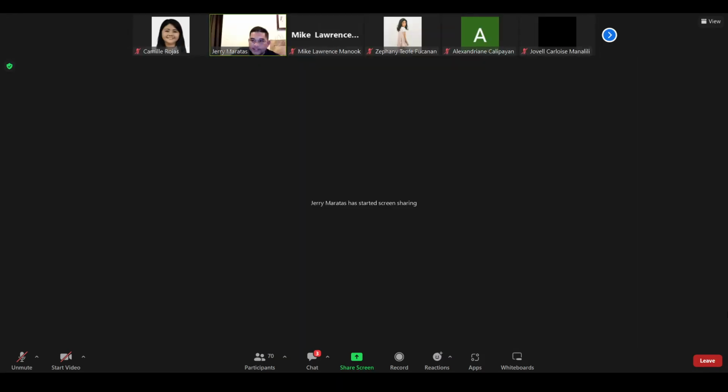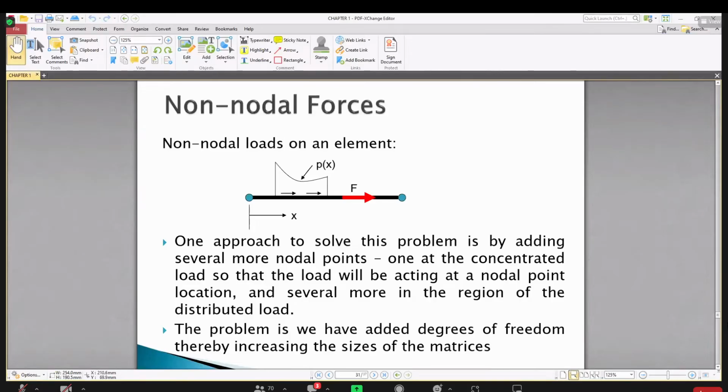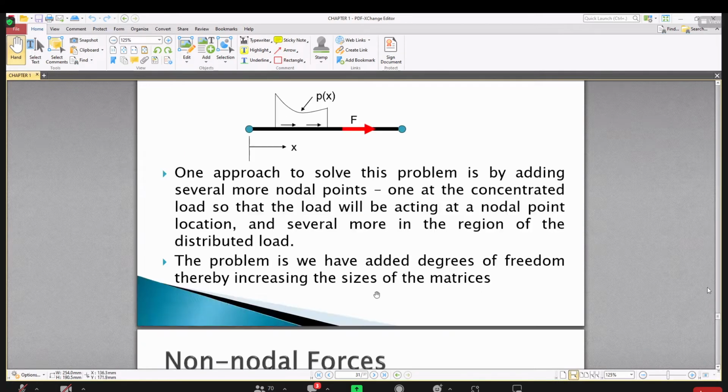Okay, tignan niyo ang screen. Hello? Can you see the screen? Yes. Okay.